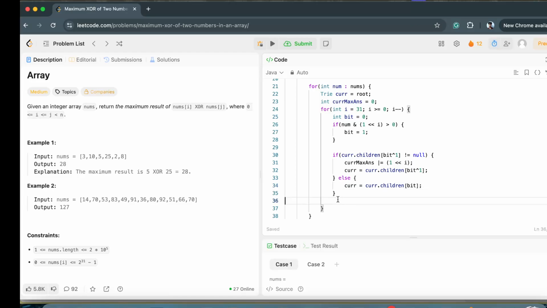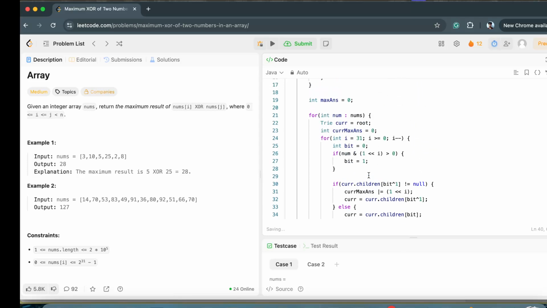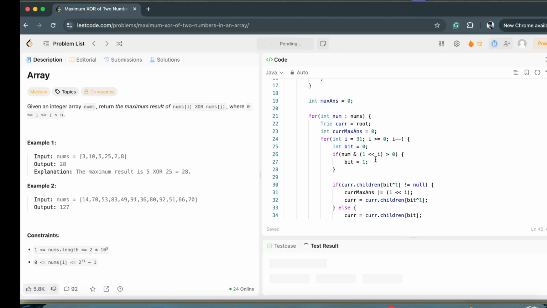This way we will keep on trying to get opposite bits, and we can get the best answer in this current max. The moment we get the best answer in the current max, for the max answer we have outside, max answer is equal to Math dot max between max answer and this current max answer. Once this is done, we have to return the max answer. For each bit we are performing the same operation here. Let me see if it is working fine or not.